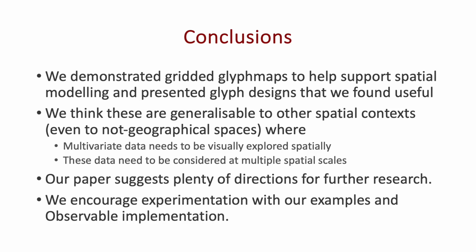We have demonstrated gridded glyphmaps to help support spatial modeling and presented glyph designs and interactions that we found useful. We think that these are generalizable to other spatial contexts, and even perhaps to non-geographical spaces, where multivariate data needs to be explored spatially, and these data need to be considered at multiple spatial scales. We suggest plenty of directions for further research, and we encourage experimentation with our examples and Observable implementation.